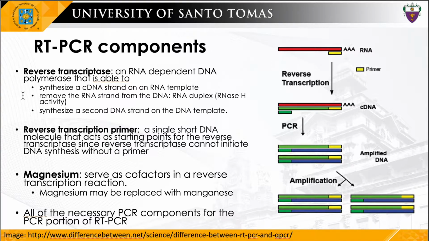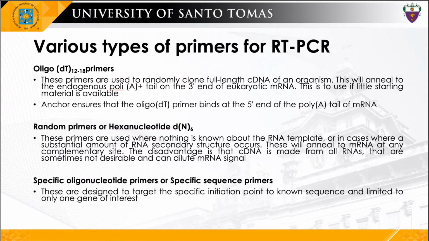The reverse transcription primer is a single short DNA molecule that acts as a starting point for the reverse transcriptase, since reverse transcriptase cannot initiate DNA synthesis without a primer. Magnesium serves as a cofactor in the reverse transcription reaction, and sometimes magnesium can be replaced with manganese. And of course, as in the previous lecture, all of the necessary PCR components are needed for the PCR portion of RT-PCR. There are various types of primers available for RT-PCR.